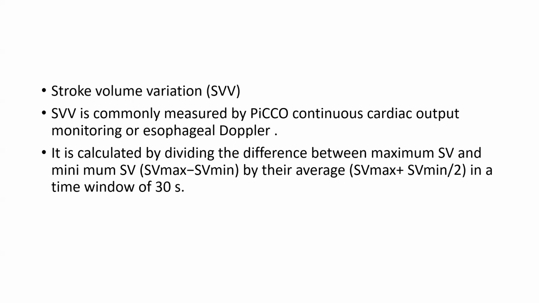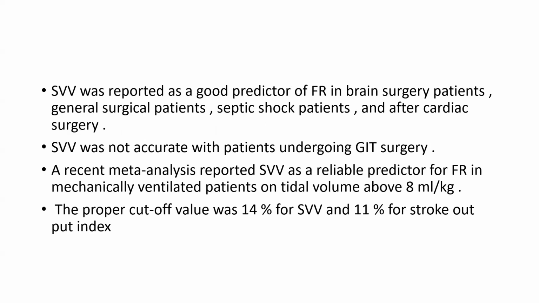Stroke volume variation is commonly measured by pico-continuous cardiac output monitoring or esophageal Doppler. It is calculated by dividing the difference between maximum stroke volume and minimum stroke volume by their average in a time window of 30 seconds. So stroke volume variation was reported as a good predictor of fluid responsiveness in brain surgery patients, general surgical patients, septic shock patients, and after cardiac surgery. Stroke volume variation was not accurate in patients undergoing GIT surgery.